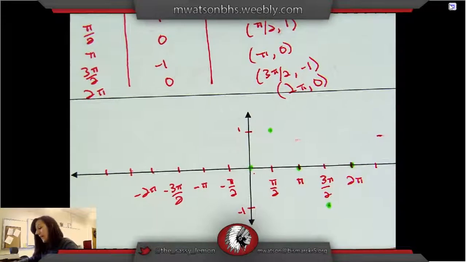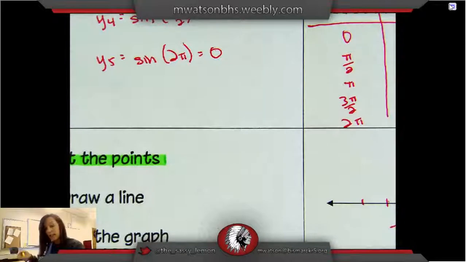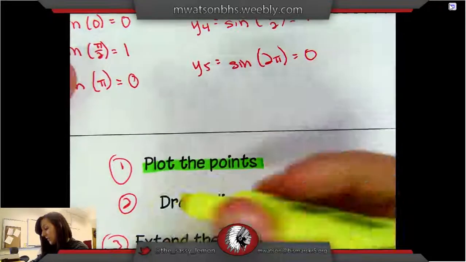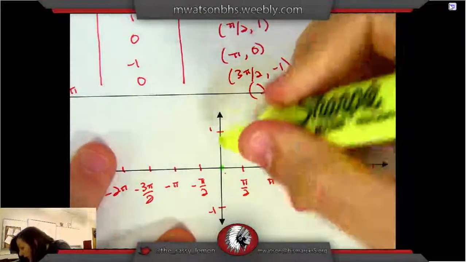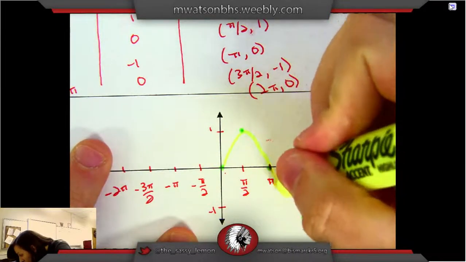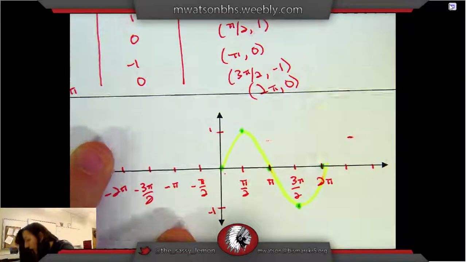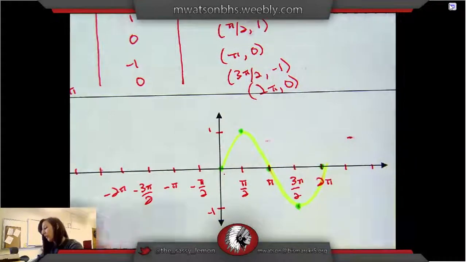And now that I've got those plotted, I'm going to draw the line. Step 2. So I'm going to attempt to do that in highlighter as well. So if I go over here, draw my line. Now this is a smooth curve. So I don't want to see connect the dots with straight lines. Okay, this is a smooth curve.